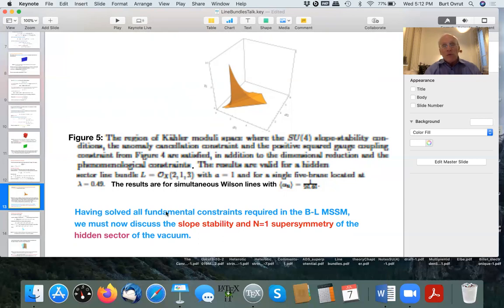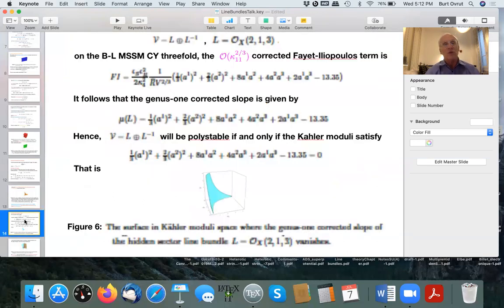So we've solved all the fundamental constraints of the B-L MSSM, but we now have to go back to the hidden sector and really construct it, and find a hidden sector that's slope stable and N=1 supersymmetric. Up until now, we haven't had to do that. We just simply said what the line bundle we were going to use was, but now we have to show that, in fact, the L plus L inverse is slope stable and supersymmetric and so on. So let's do that.